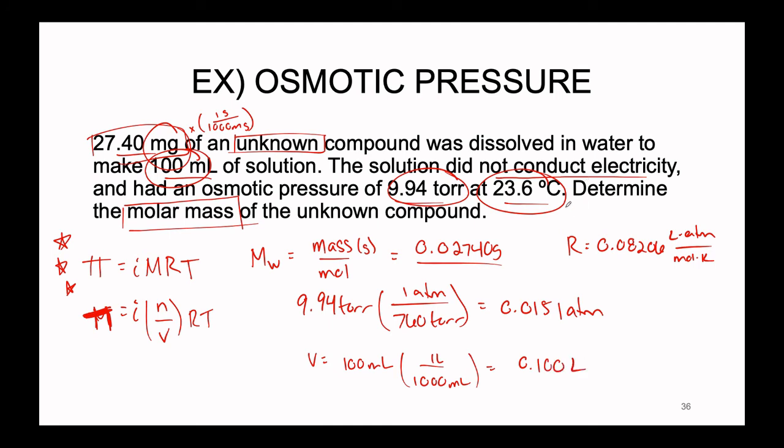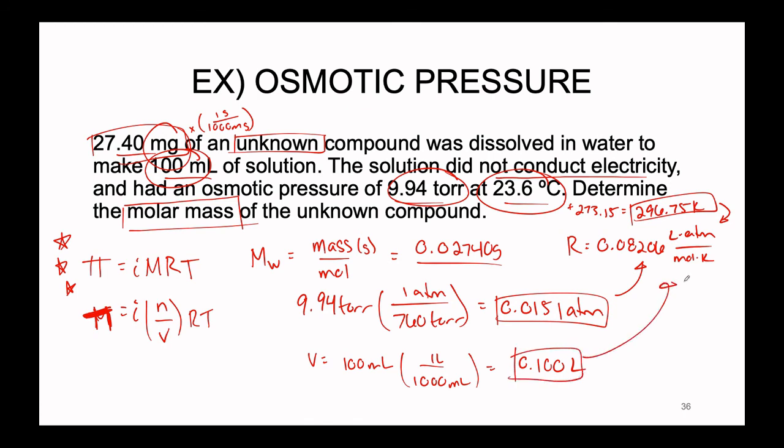And last but not least, our temperature, we're going to add 273.15 to it to give us a temperature in Kelvin equal to 296.75 Kelvin. So now we have a temperature that works with our gas constant, a pressure that works with the gas constant, and a volume that works with the gas constant. So each of these variables can be inserted into our equation to rearrange and solve for n, where again, n is ultimately what we're going to be plugging into our equation for molar mass to find the molar mass.